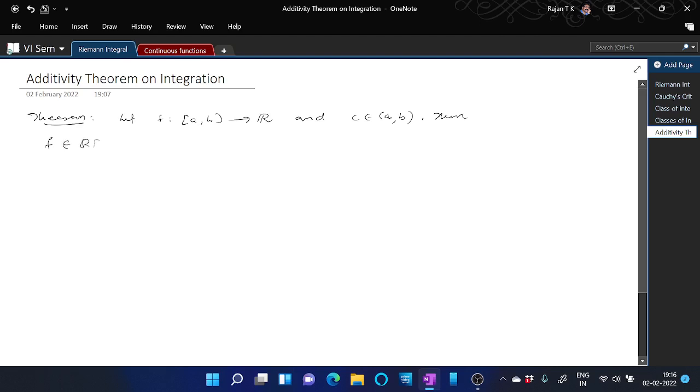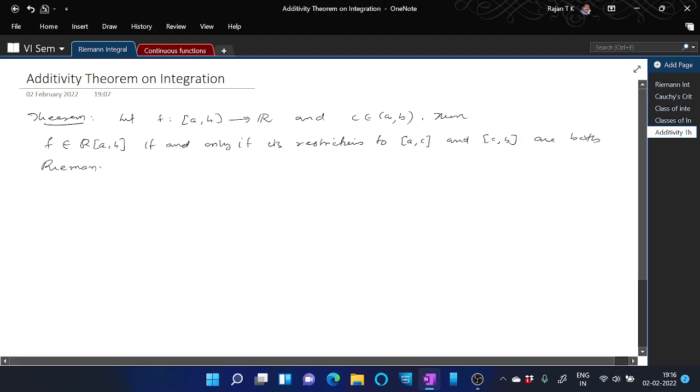f belongs to R[a,b] if and only if its restrictions to [a,c] and [c,b] are both Riemann integrable, and in this case, the integral from a to b of f is equal to the integral from a to c of f plus the integral from c to b of f.